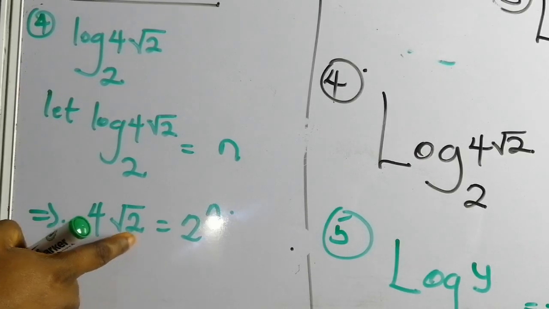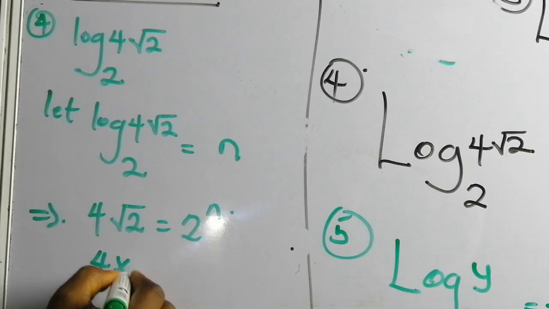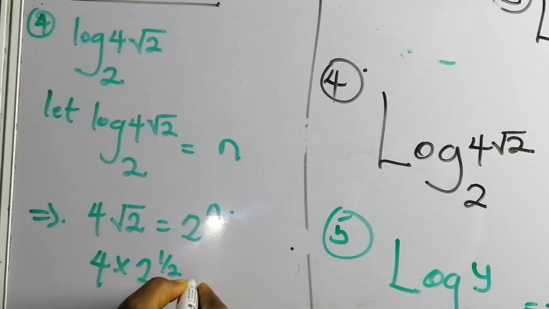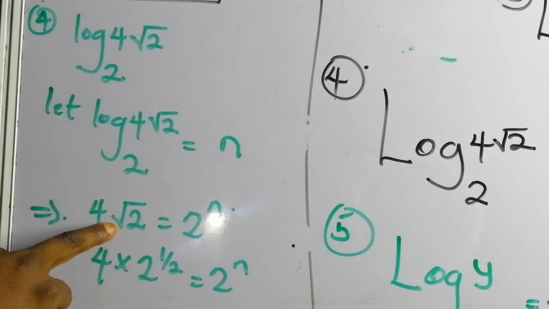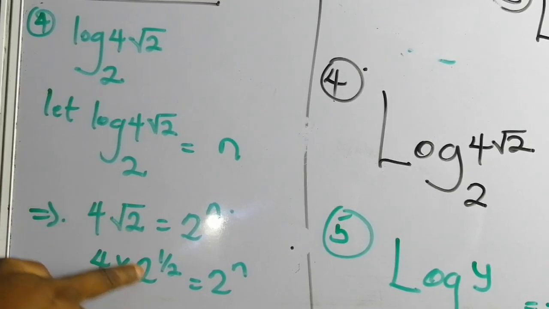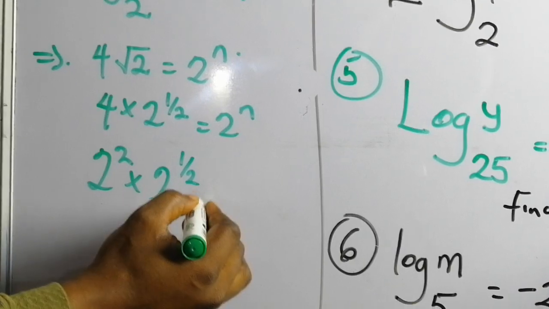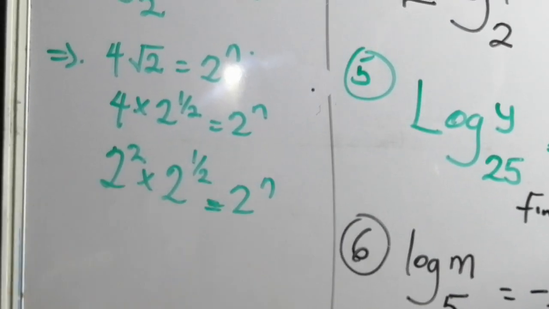What comes to your mind? How do I make my base equal to this base? So it will now be 4 times 2 raised to power half, don't forget, equals 2 raised to power n. Don't forget, I've told you, we have the root law under indices. The square root is the same thing as raised to power half, and that is exactly what I've done here. Don't forget, 4 is also the same thing as 2 times 2, which is 2 raised to power 2. So 2 raised to power 2 times 2 raised to power half equals 2 raised to power n.